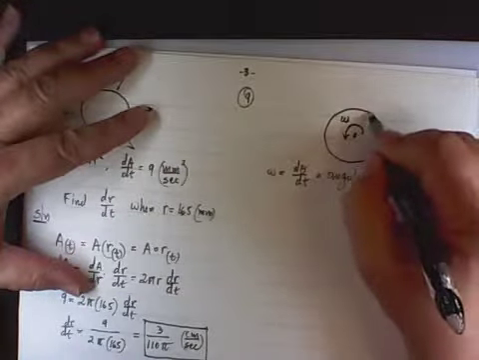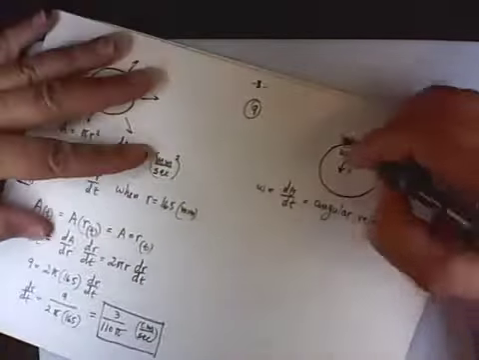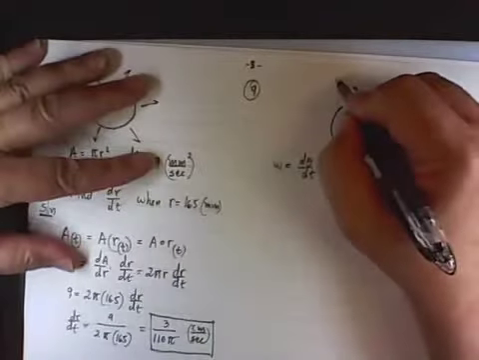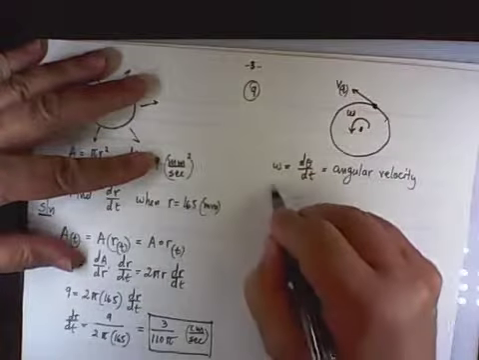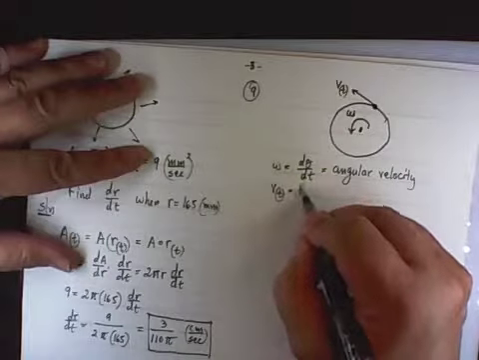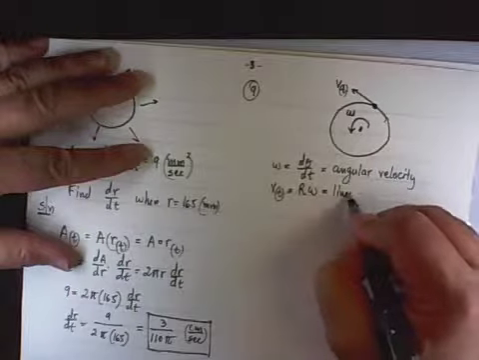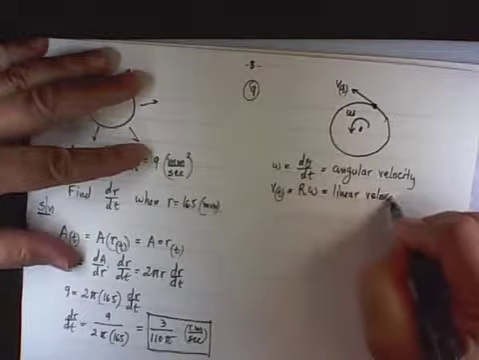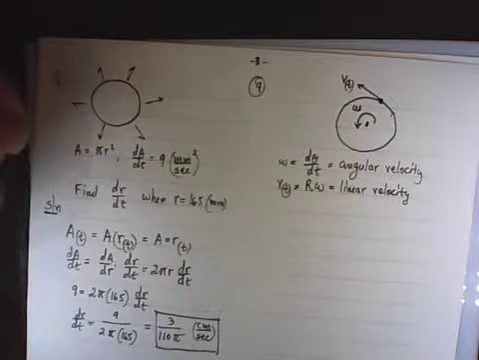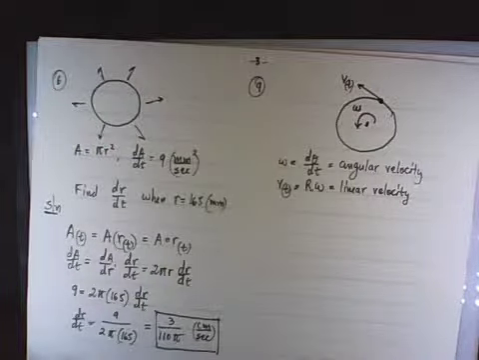So what happens to a point right here? If the wheel is rotating like this, then this point has a linear velocity right here. It's called v of t. Okay, the linear velocity v of t is r omega. So this will be the linear velocity. So, a couple of things that we know.